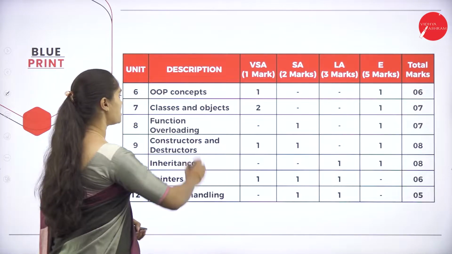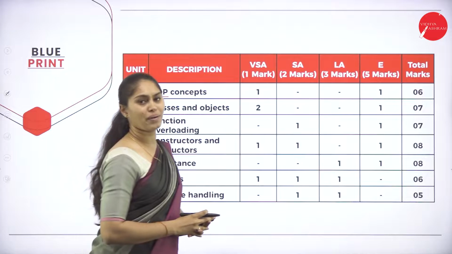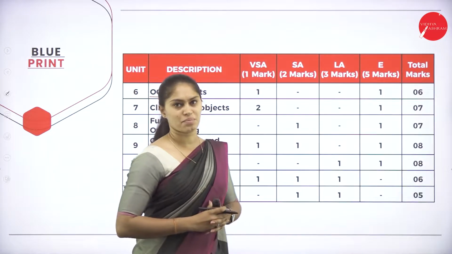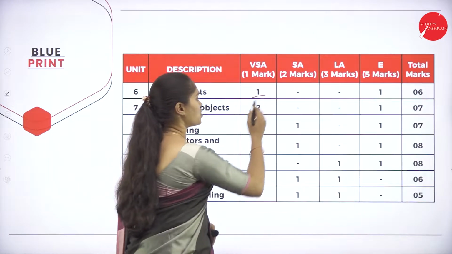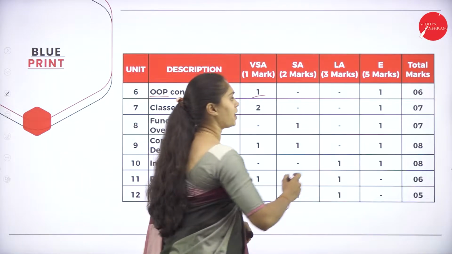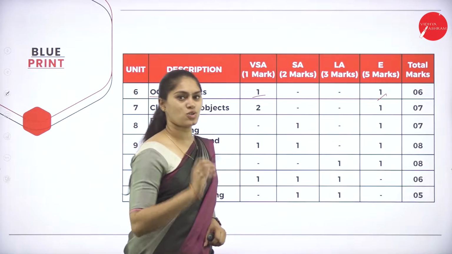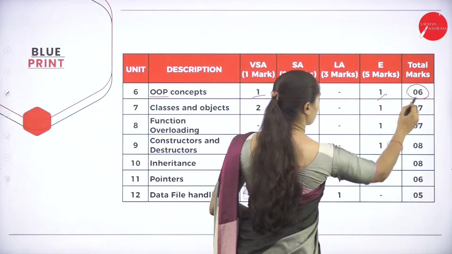Here you can see chapter number 6, that is OOP concepts. In this you are going to get 1 question for 1 mark, and 1 question for 5 marks will be there. So totally it will be for 6 marks.